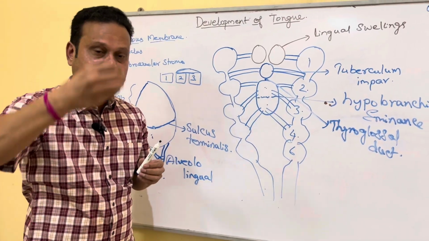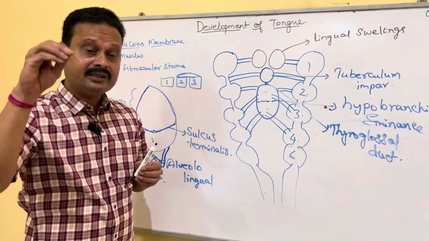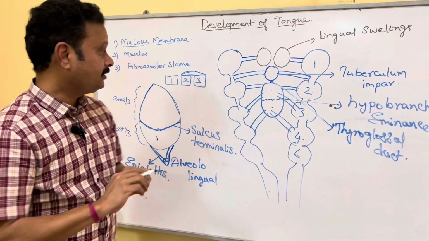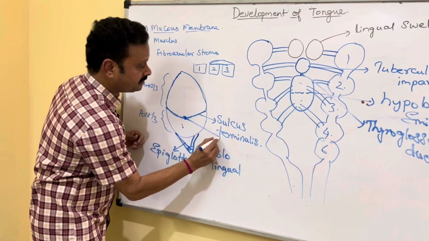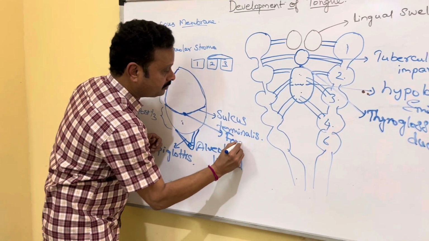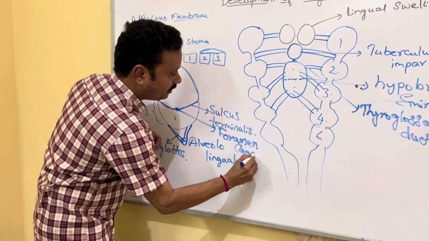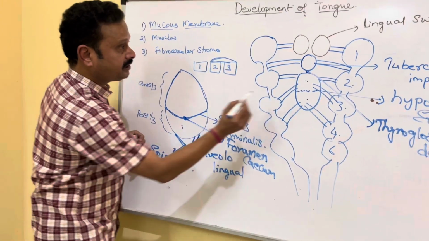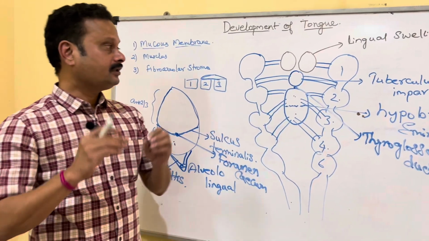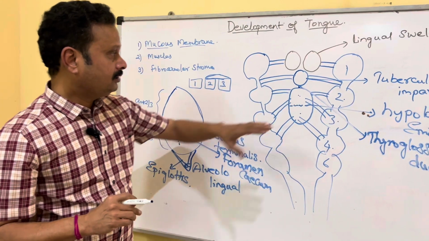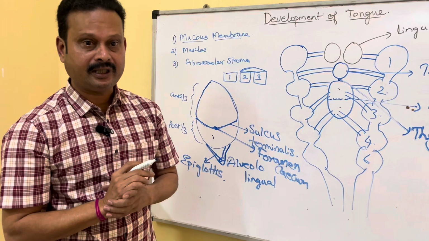Later the thyroglossal duct disappears, but its beginning is present as a remnant on the tongue in the form of a blind foramen. Hence this is called the foramen cecum. The foramen cecum represents the beginning of the thyroglossal duct. So this is all about the development of the mucous membrane of the tongue.